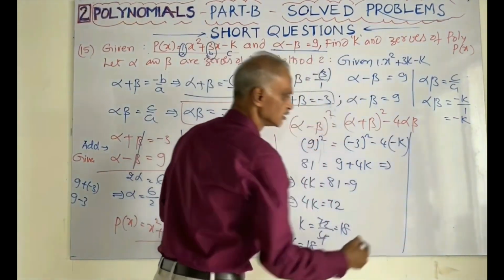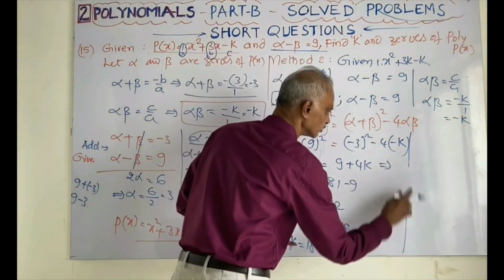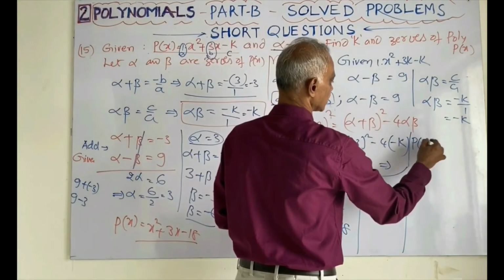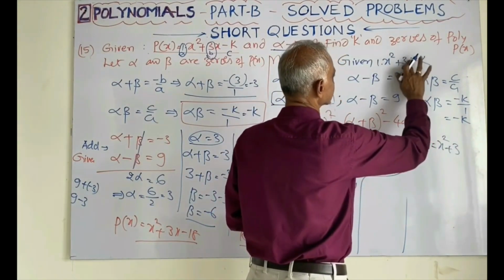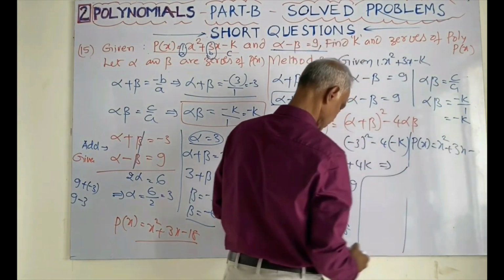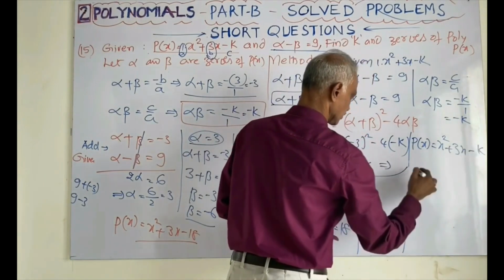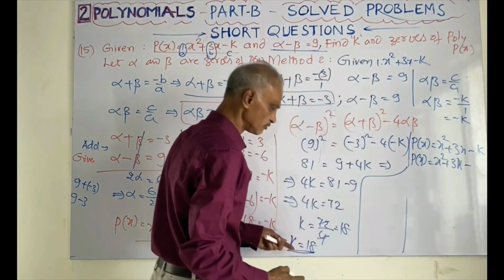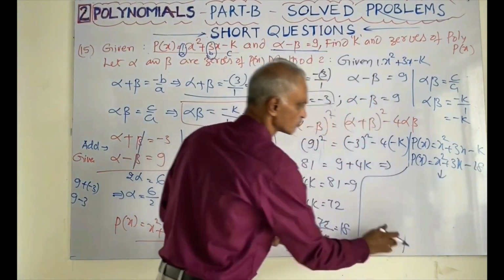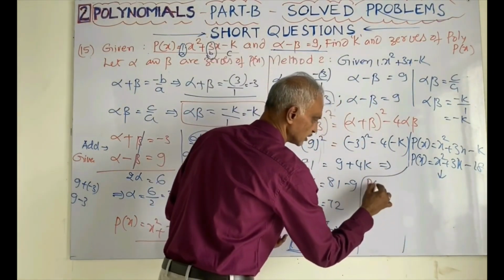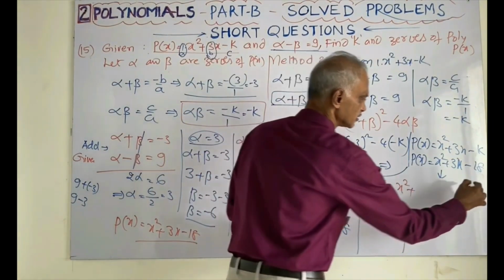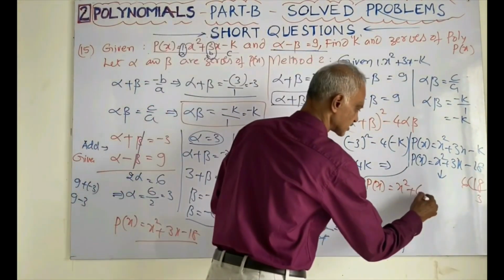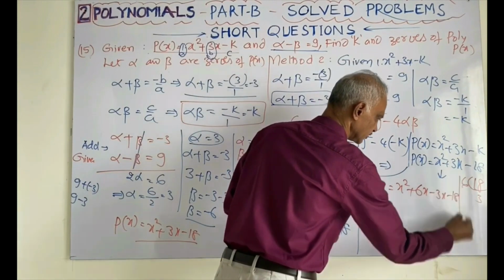Now we have to find the zeros. What has he given? He has given k. Substitute the value of k in this polynomial. P of x is equal to x square plus 3x minus k. What is the value of k here? We will write P of x is equal to x square plus 3x minus, what is the value of k? 18. Now you factorize. P of x is equal to x square plus, this is 18. 18 can be written as 6 threes are 18. 6x minus 3x minus 18, like this.